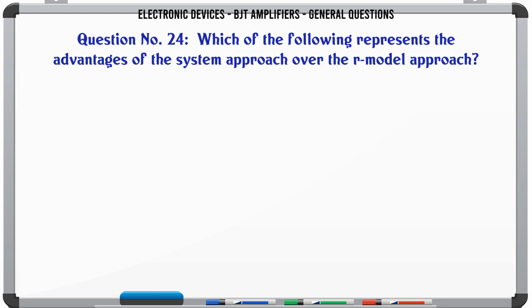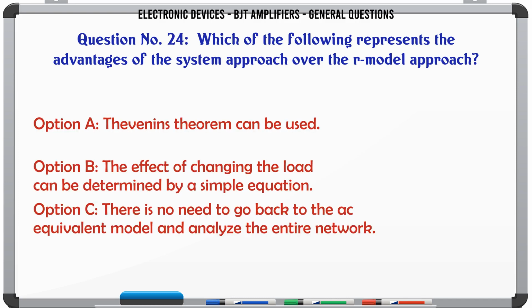Which of the following represents the advantages of the system approach over the R model approach? A. Thevenin's theorem can be used. B. The effect of changing the load can be determined by a simple equation. C.